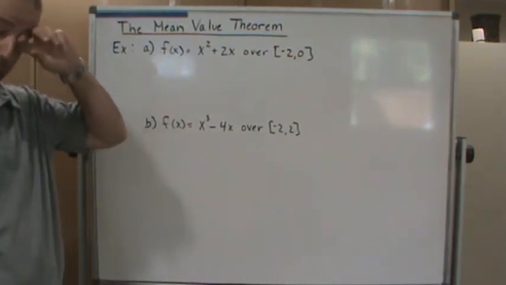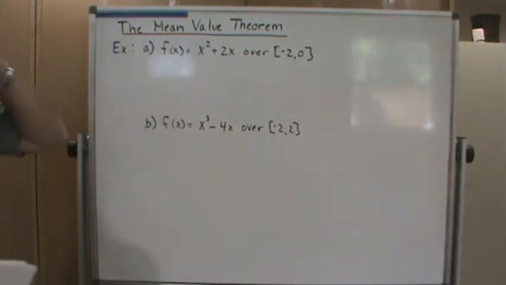For this example, we've got two parts, part A and B. For each of these functions, we want to verify that the function satisfies the criteria stated in Rolle's theorem and find all values of c in the given interval where f prime of c is equal to 0.